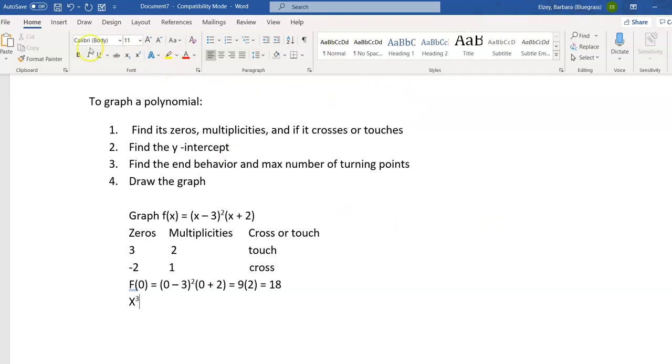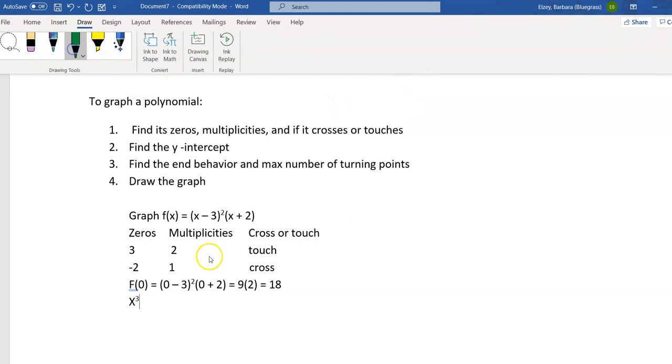If we draw x to the third, normally x to the third looks like this. So up on the right, down on the left. Now let's translate that as, on the right, as x goes to infinity, y is up, going up. So y goes to infinity.